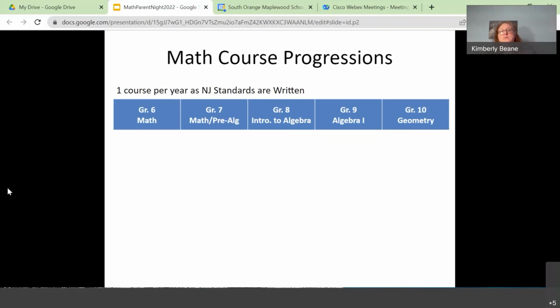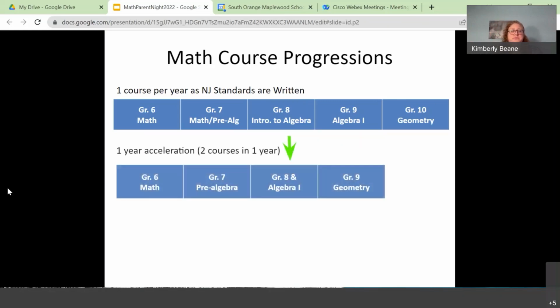That is normal, healthy, and a good way to go. It really gives students plenty of time to learn, develop ideas, practice it, and get some confidence in mastering. So that's one pathway that students could go.